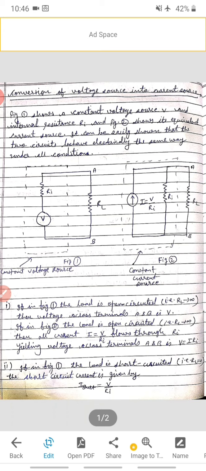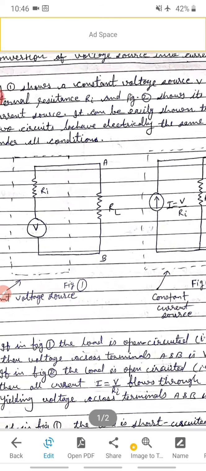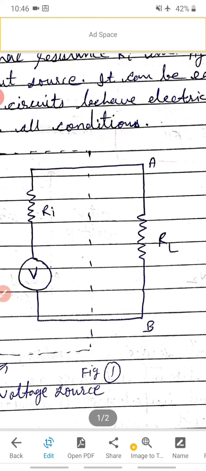Now first case, if in figure first the load is open circuited, that means RL tending to infinity, then voltage across terminals A and B is V. If load is open circuited, then the voltage across the terminals A and B will be equal to V.